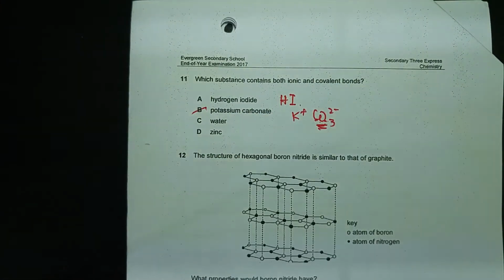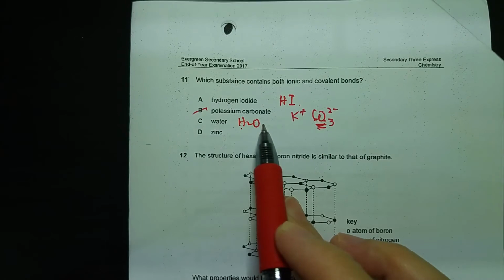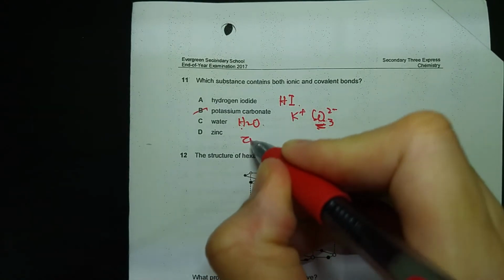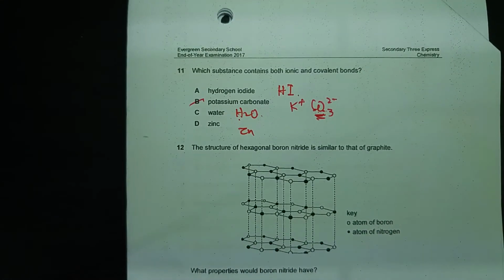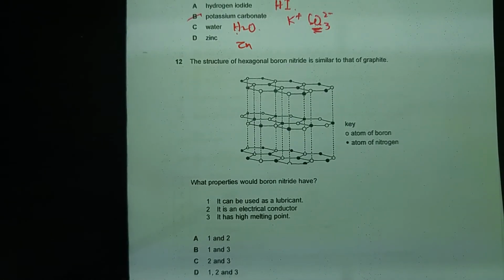So the answer is B. If you look at water, water is H2O, non-metal, non-metal, covalent. Zinc is a metallic bond, it doesn't have ionic or covalent. Okay, number 12. The structure of hexagonal boron nitride is similar to that of graphite.